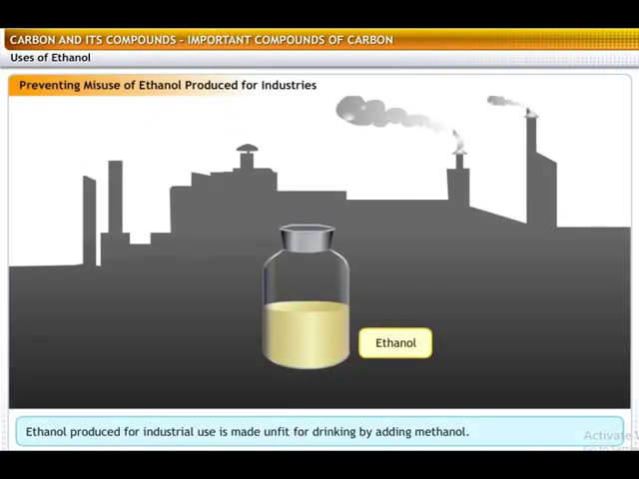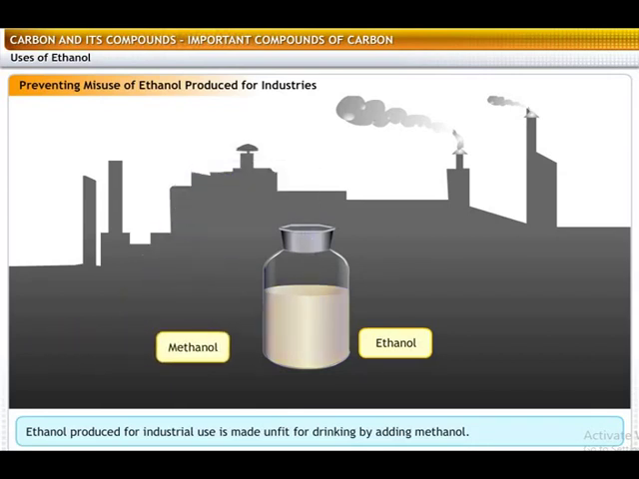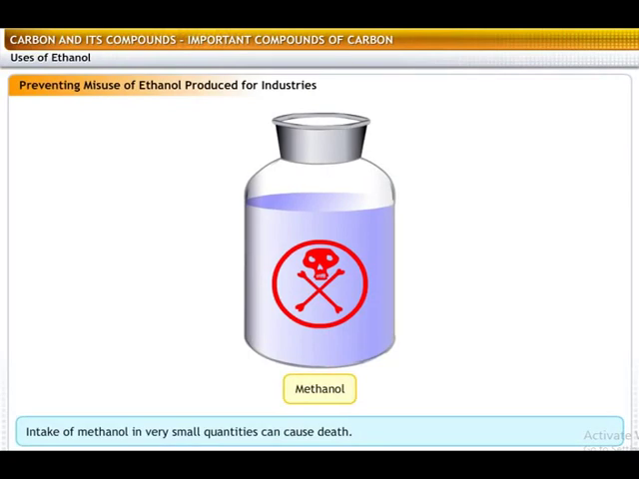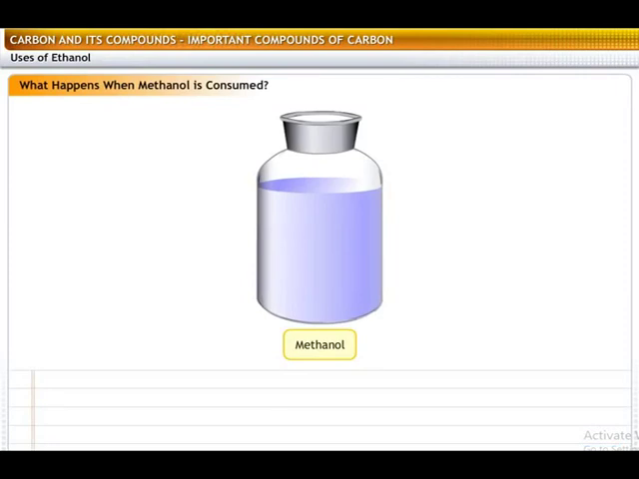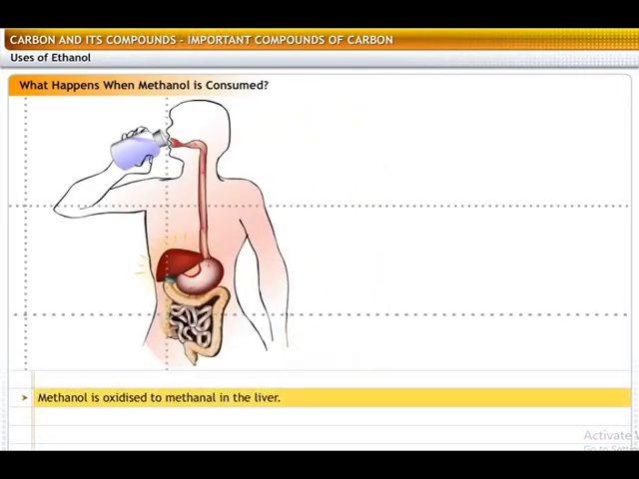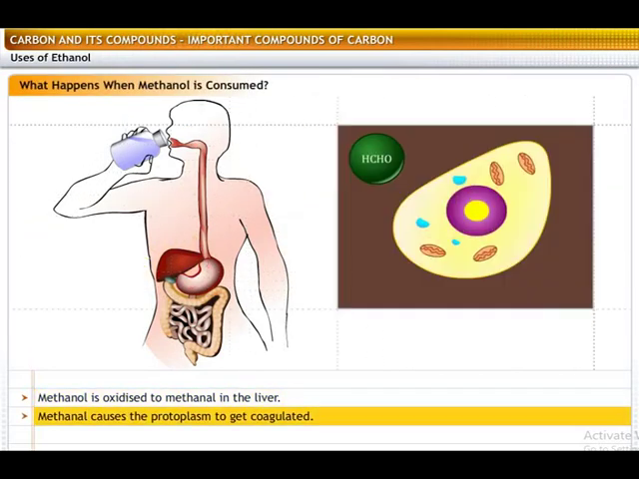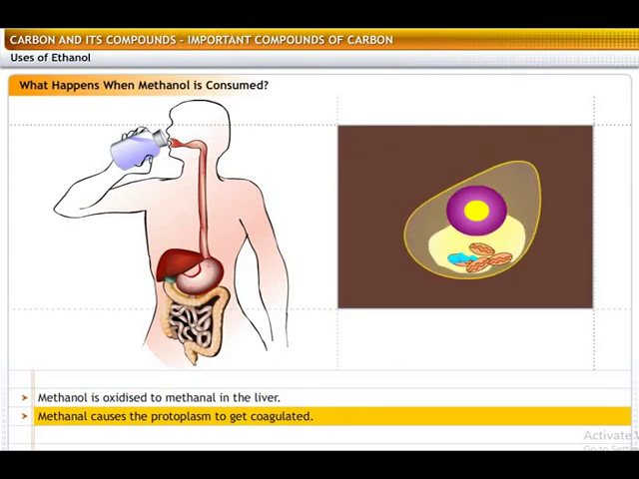Ethanol, which is widely used by industries today, is being misused by the general public. To prevent the misuse of ethanol and to make it unfit for drinking, methanol is added. Methanol is poisonous, and unlike ethanol, the consumption of methanol in very small quantities can cause death. Here is what happens when someone consumes methanol. Methanol gets oxidized to methanal in the liver. Methanal reacts rapidly with the components of cells, causing the protoplasm of the cells to coagulate.